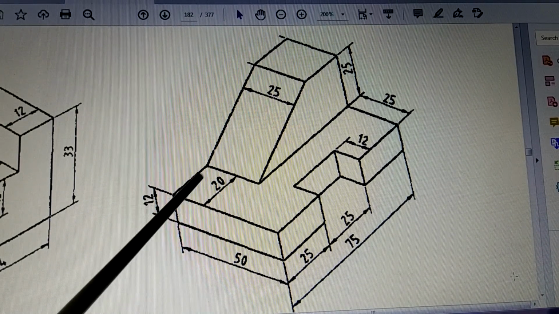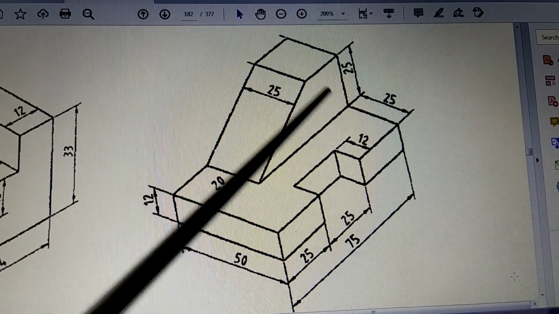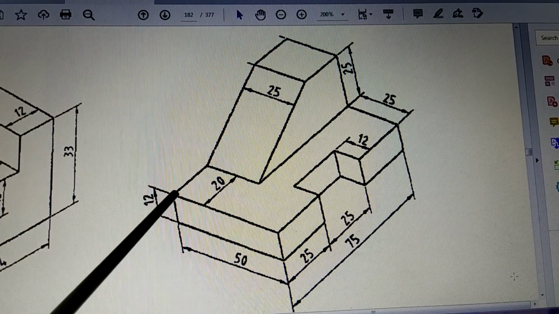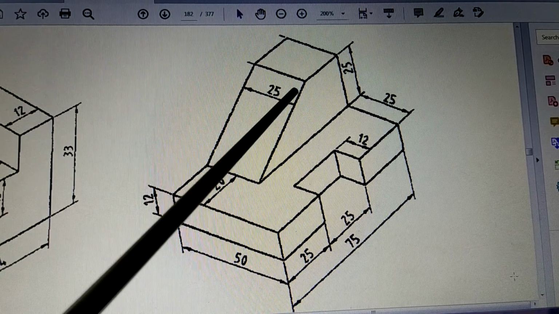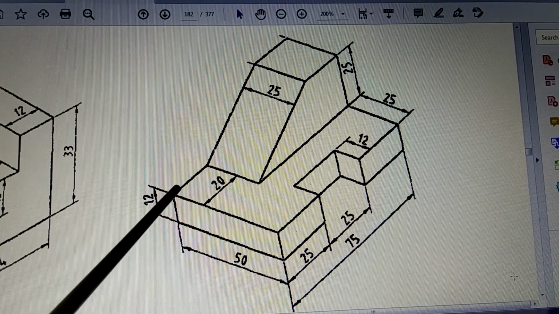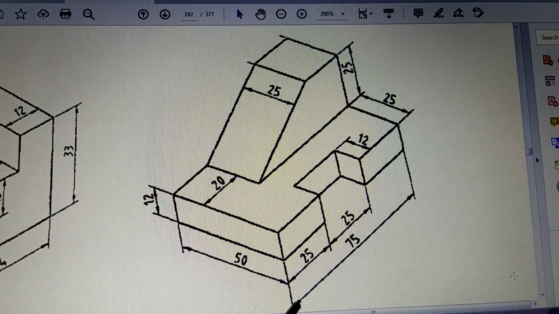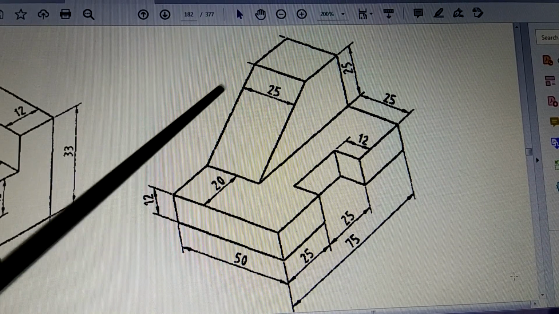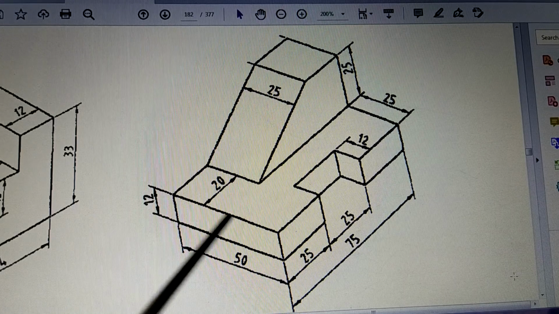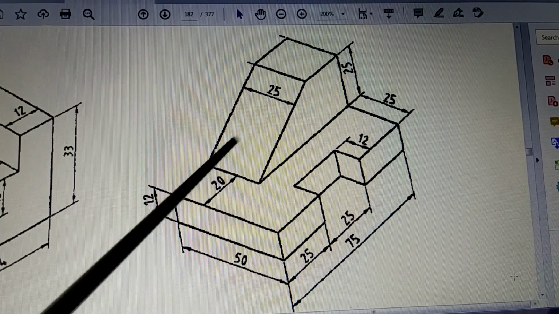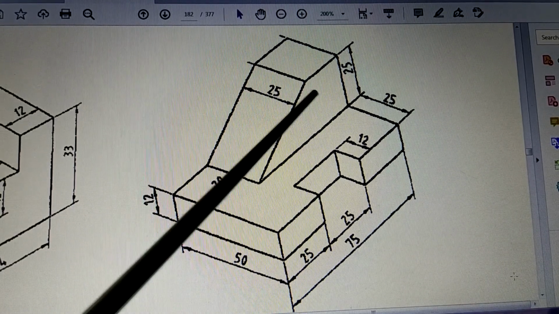Then the next is this line. So this line again will be of 75 length, starting from here till the back corner, which is not seen here, but that back corner from here is at a distance of 75, which is this 75. So that is how we draw the top view. Now in this top view of this size, 50 by 75, you draw something like this as a top view.